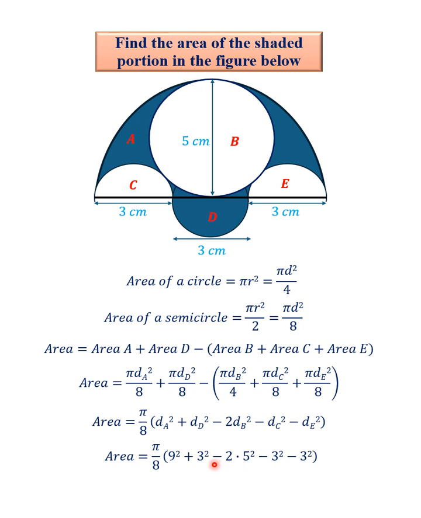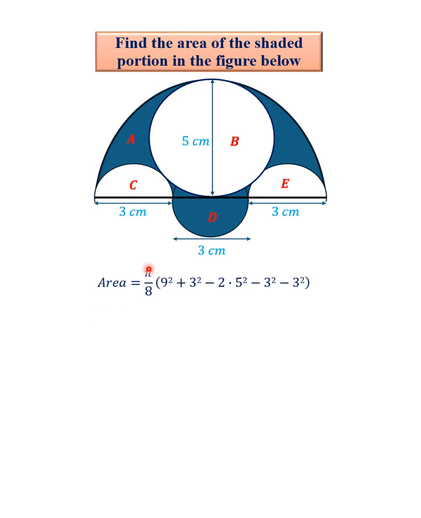Now, let us put the values. Let's go to the next page. So, this is what we have previously. 9 squared is 81 plus 3 squared is 9 minus 5 squared is 25. 25 times 2 is 50 minus 3 squared is 9 minus 3 squared is 9. 81 plus 9 gives us 90. 90 minus 50 gives us 40. 40 minus 9 gives us 31. 31 minus 9 gives us 22.